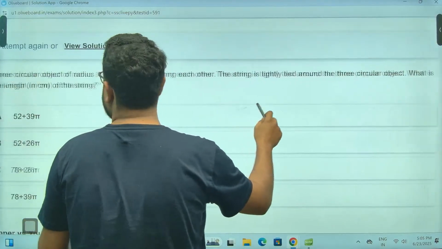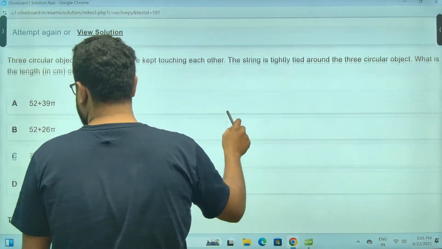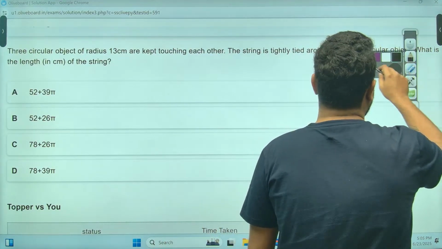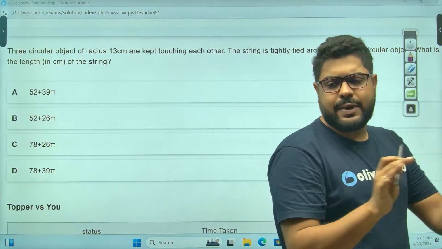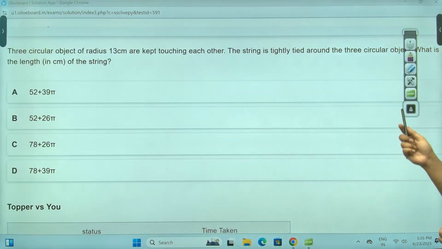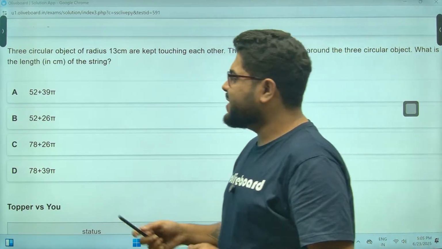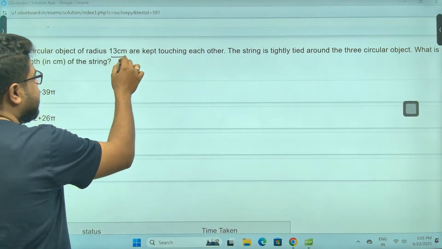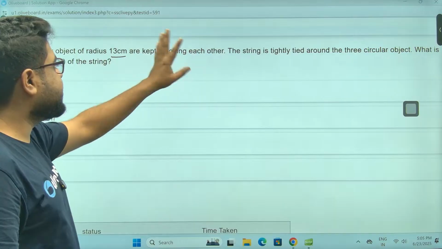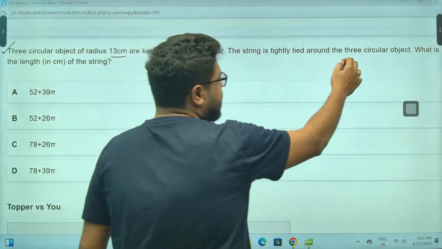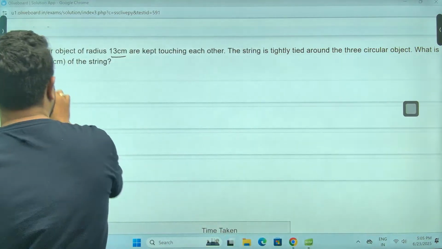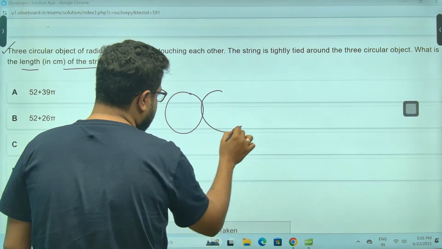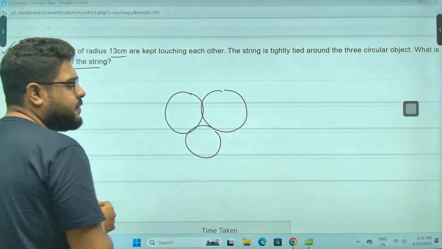Chalo. So first question, let's start with this. First question of the day is this. I felt a few questions in this mock were good, but again, most of the questions were very easily doable. You don't need any extra stuff for this. Now, first question. Three circular objects of radius 13, all kept touching each other. A string is tightly tied around the three circular objects. What is the length of the string? It might look a little tricky, but once you do it, it's not very difficult.